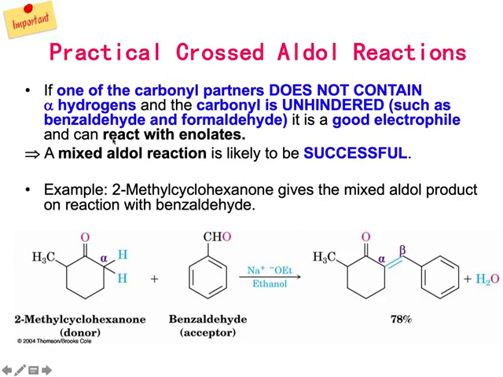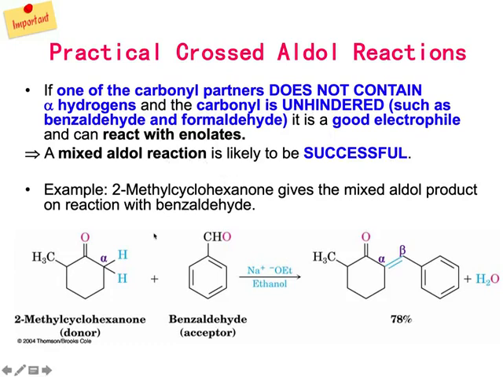Okay, one of the carbonyl partners does not contain alpha hydrogen, and the carbonyl is unhindered, such as benzaldehyde and formaldehyde. Benzaldehyde and formaldehyde are good electrophiles and can react with an enolate, so the mixed aldol reaction is successful. This is the important part, the clue for the cross aldol reaction.